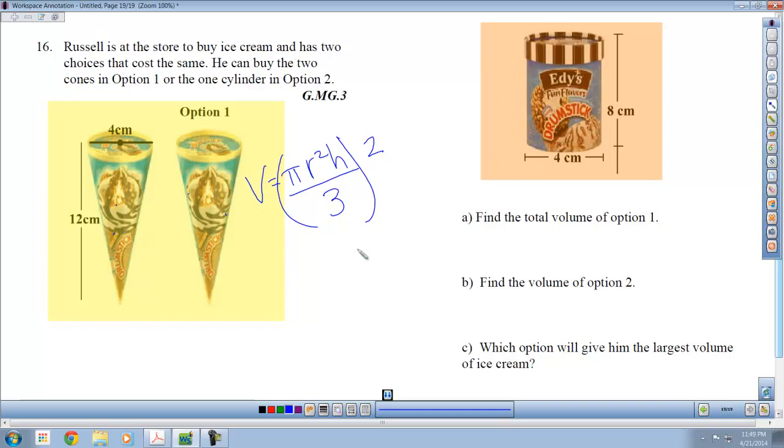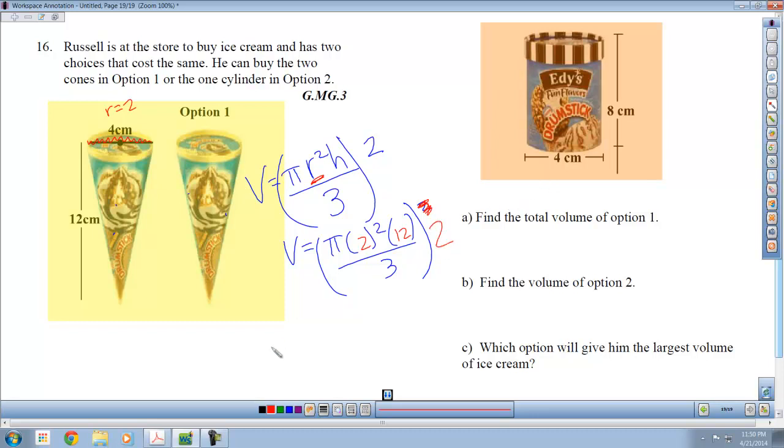So let's see. Volume equals pi times my radius squared times my height all over 3, but we're going to multiply it all by 2. So let's fill in some numbers. Now be careful. The 4 centimeters is the radius? No, it's the diameter. So what would the radius be? It would only be 2. So I'm going to fill that in for my radius. How about the height of both of these cones? It's 12. I don't know why I put that right there. That looks like I'm squaring. I should be multiplying by 2.